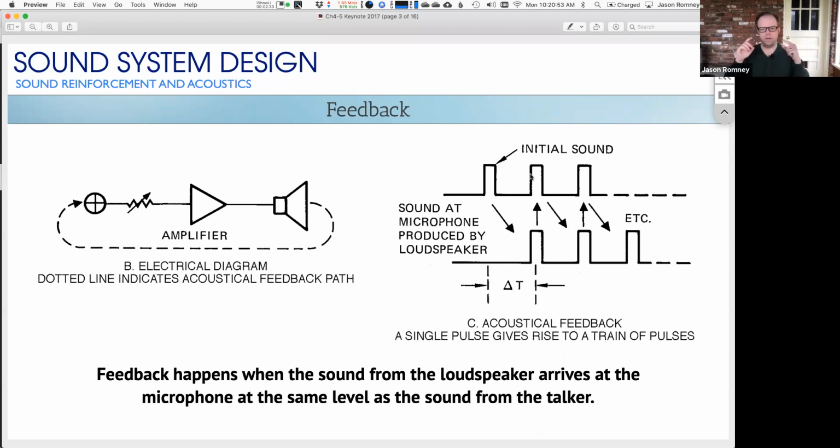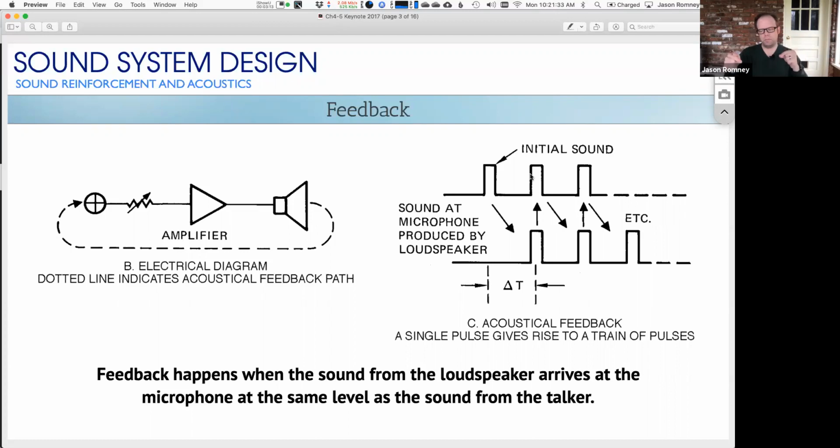So here is the very, very important take-home message. If you remember nothing else from our conversation about feedback, it should be this: feedback happens when the sound from the loudspeaker arrives at the microphone at the same level as the sound from the talker. When the sound from that loudspeaker travels through the air and gets to the microphone, and there's enough of it left after traveling that distance that it is the same level as the sound from the talker, those two things are arriving at the same level. That's when feedback happens. Because that's how a reinforcement happens, right? You get a perfect reinforcement when two sounds combine at the same level.